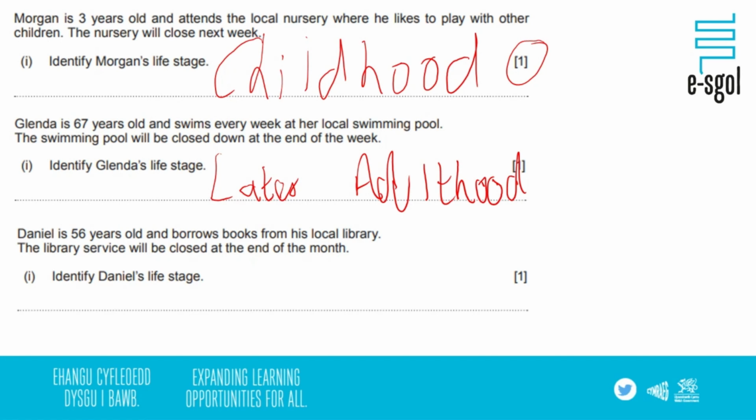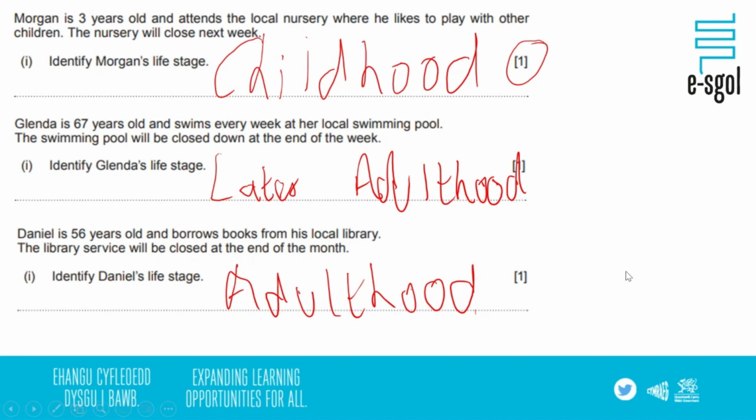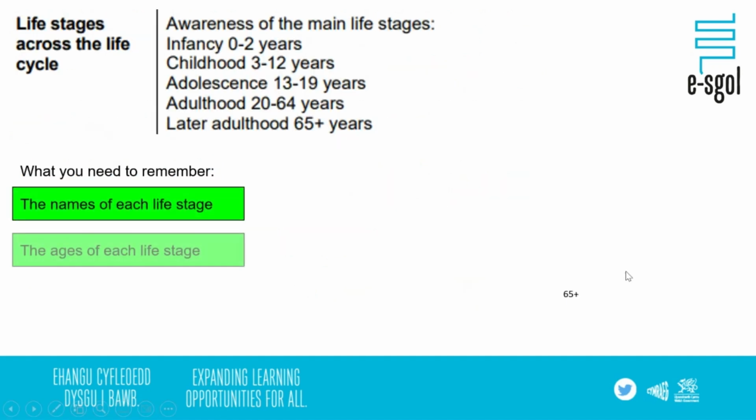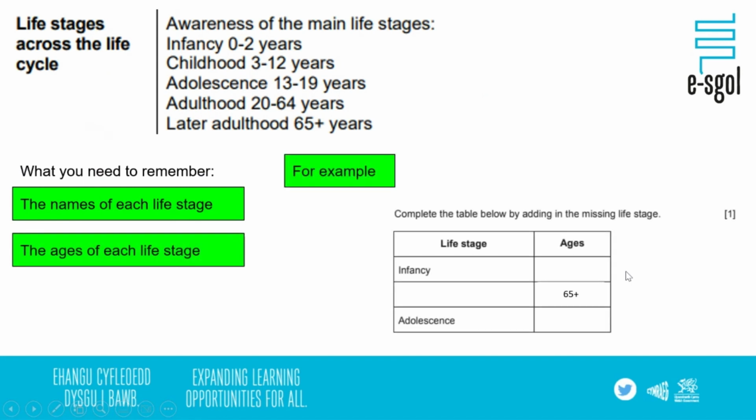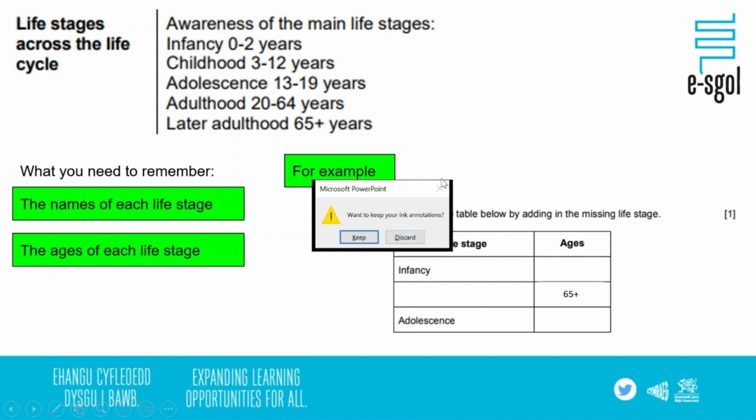And then for Daniel, who is 56, obviously an adult or adulthood continues up to 64 years of age. So for you to get this mark correct, I would expect you to see the term adulthood as 1 mark. Okay, so that is my information for you based on the life stages across the life cycle. Okay, remembering the 5 life stages in terms of names, and also being able to identify which age group belongs to each life stage. Any questions based on that information?